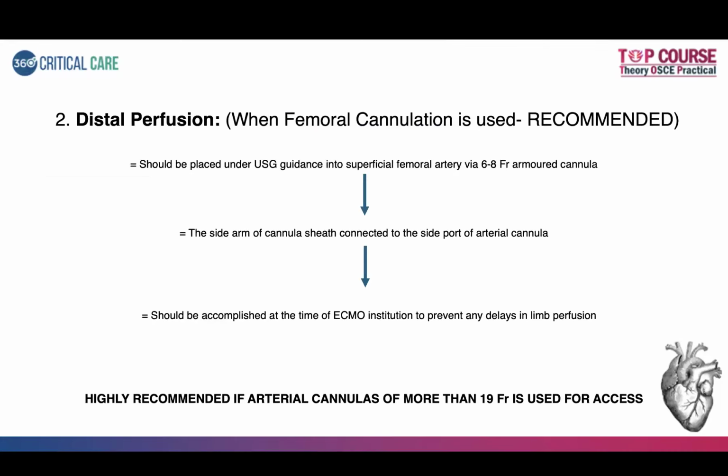That's the use of the distal perfusion cannula. So whenever femoral cannulation is used, it is very much recommended. And it should be placed under USG guidance into the superficial femoral artery using a 6 to 8 French cannula. So there will be a side arm. I have a photo of this in the subsequent slide, but just to show you the concepts of it, you need to put it under ultrasound guidance into the superficial femoral artery. The side arm of the cannula sheath is connected to the side port of the arterial cannula. And it should be accomplished at the time of ECMO institution to prevent any delays in limb perfusion. So it is highly recommended if arterial cannulas of more than 19 French size is used for access.